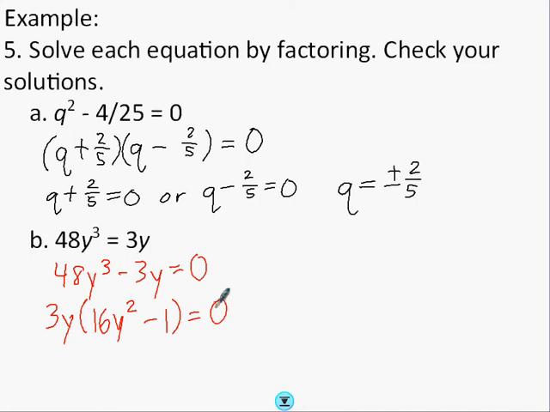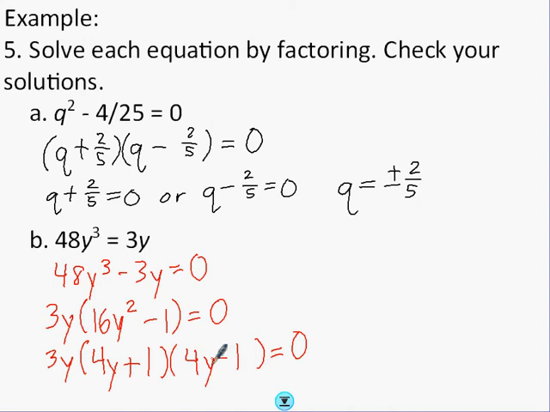Okay, we can factor this farther, 3y. 16y squared is a perfect square, as is 1. This is a difference of squares. The square root of 16y squared is 4y, and the square root of 1 is 1. One is plus, one is minus.